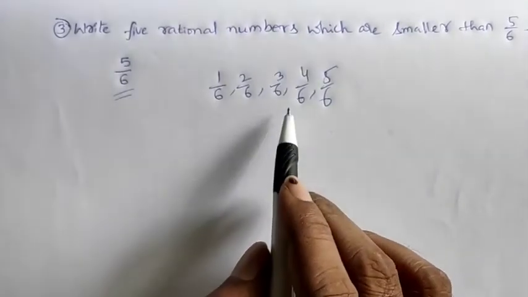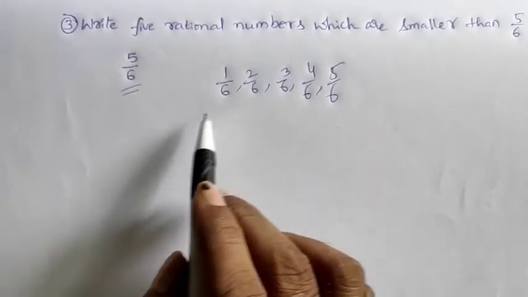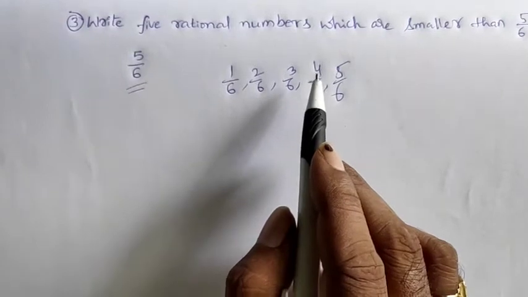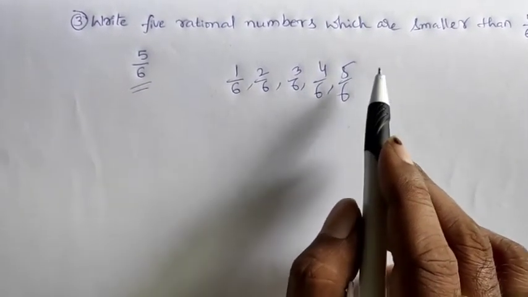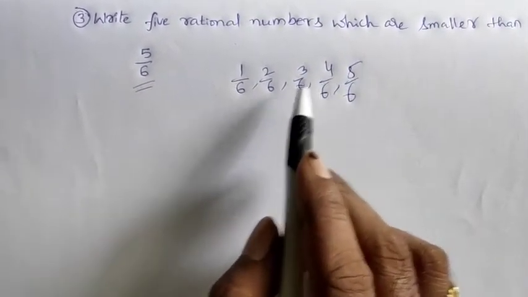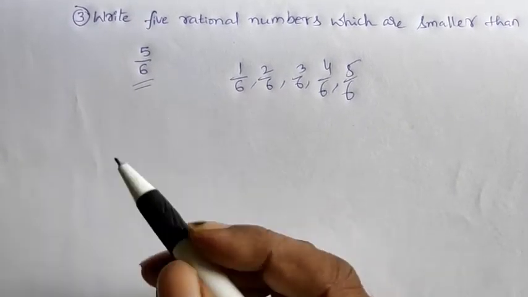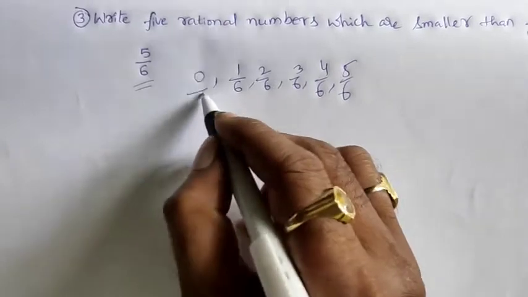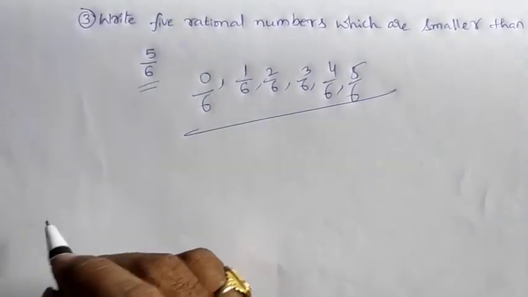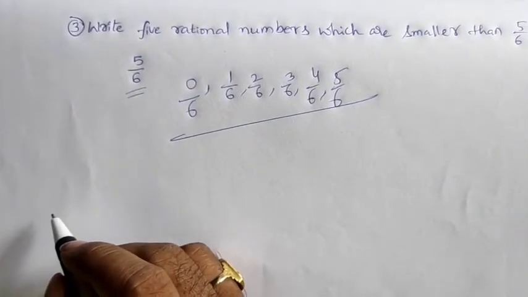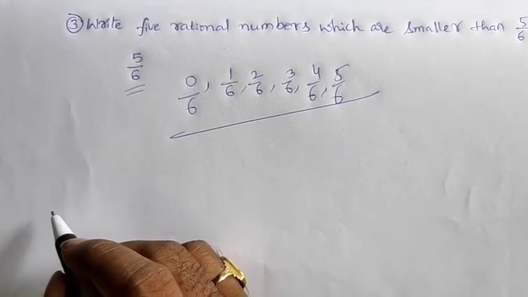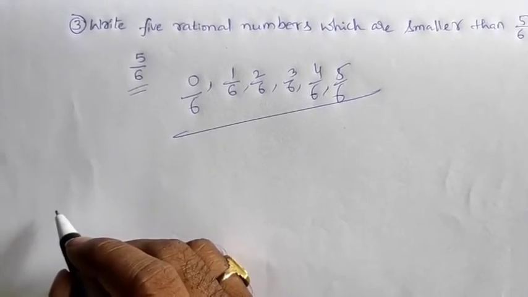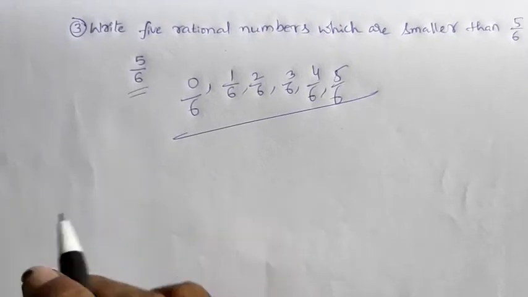Okay. Here, how many did we get less than 5 by 6? Here the denominators are the same, numerators are different. So if you compare the numerators, 1, 2, 3, 4 are less than the numerator 5. We got 4 here. They asked for a total of 5. So shall I write 0 by 6 here? Yes, we can write. So these are the 5 rational numbers which are less than 5 by 6, which are smaller than 5 by 6.